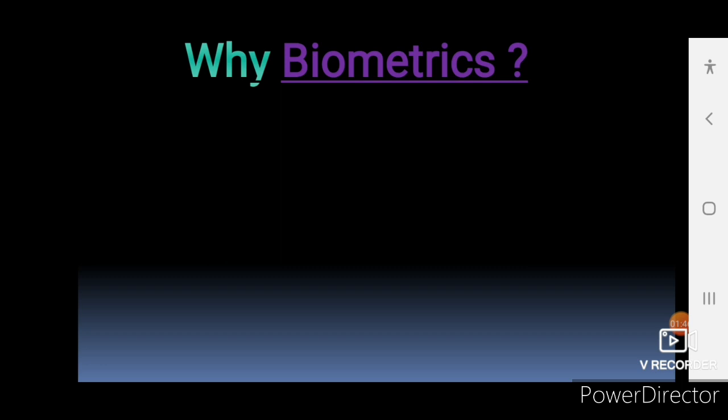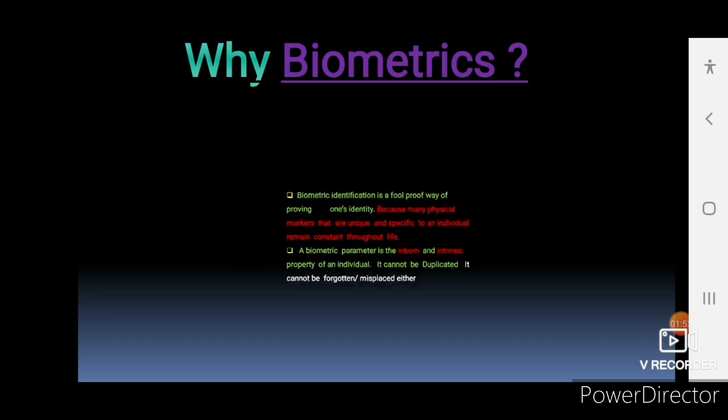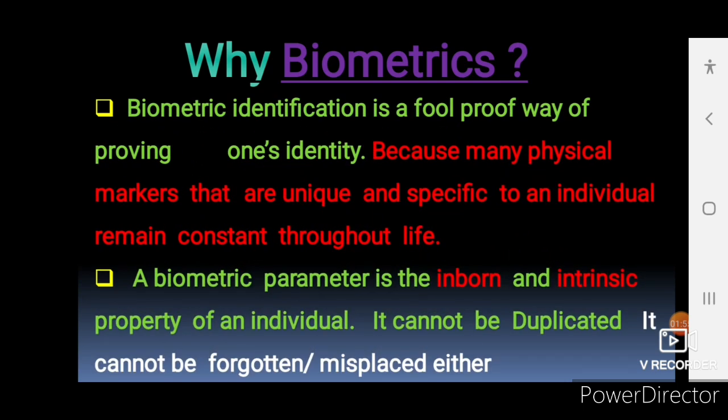Why biometrics? Biometric identification is a foolproof way of proving one's identity because many physical markers that are unique and specific to an individual remain constant throughout life. A biometric parameter is the inborn and intrinsic property of an individual. It cannot be duplicated, stolen, copied or forged. It cannot be forgotten or misplaced.